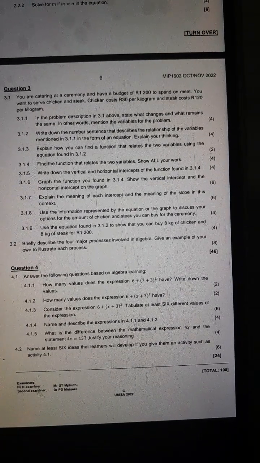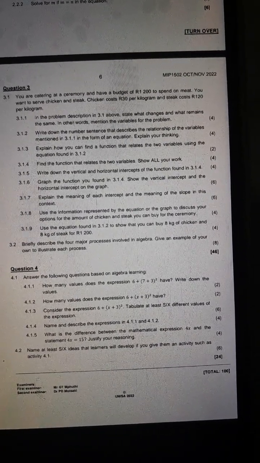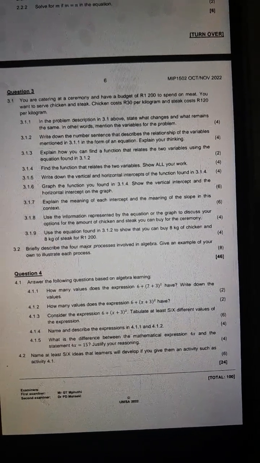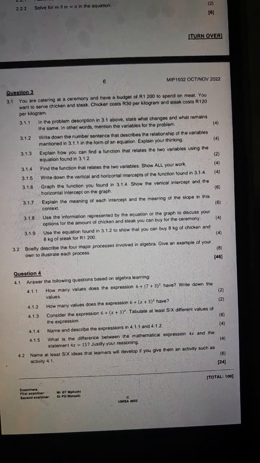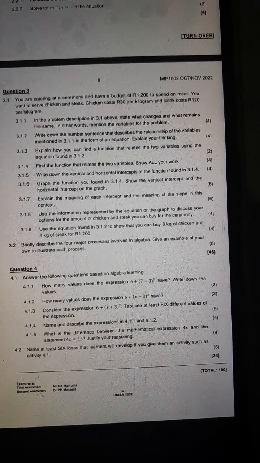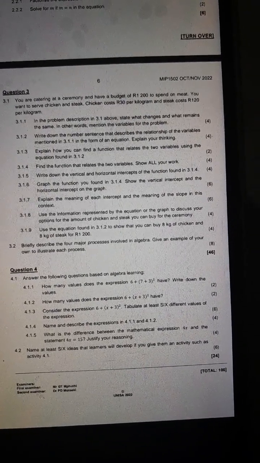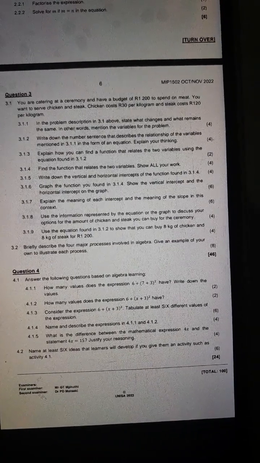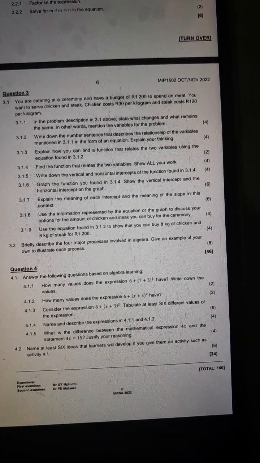So at question 3, guys, mostly it was about a word problem. They said you are catering at a ceremony and have a budget of 1,200 to spend on meat. You want to serve chicken and steak. Chicken costs 30 rand per kilogram and steak costs 120 per kilogram.